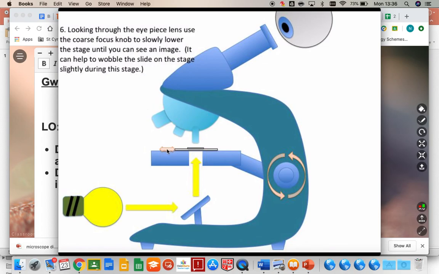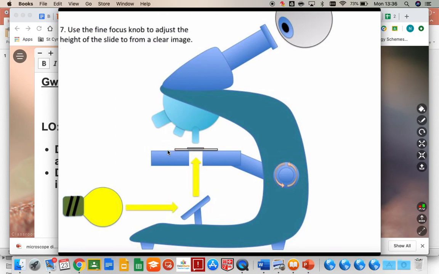A little trick that I use is my finger to wiggle the slide a little bit, because it's easier to focus on something that's moving than something that is still. Okay, once you've got the focus about right, you'll find a smaller knob, normally in the middle of the large knob, and that gives you fine adjustments to get a really nice clear image there.